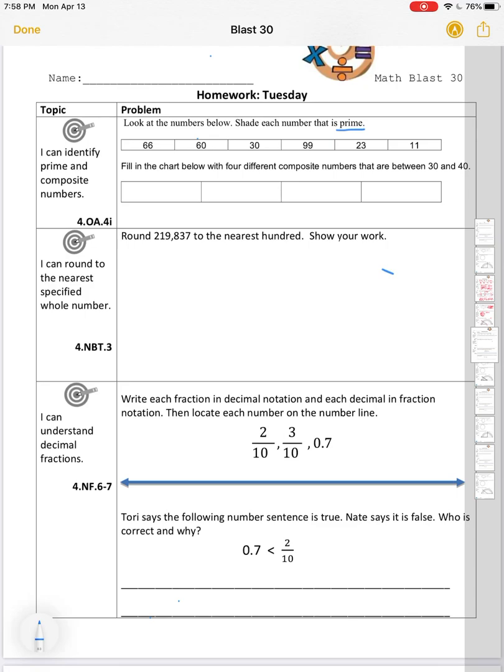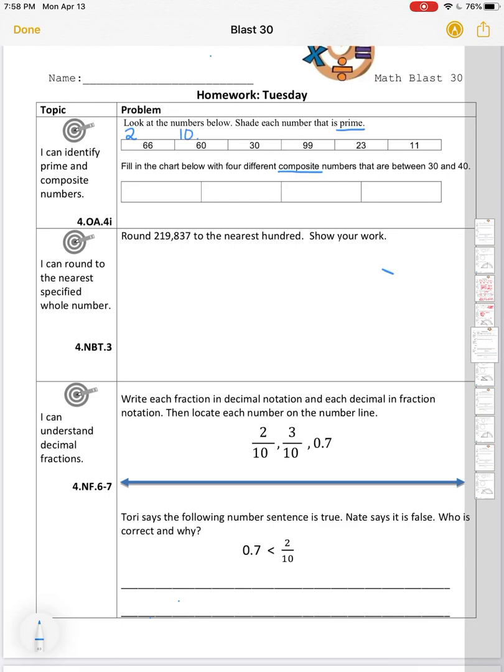So for 66, I know that 1 and 66 are factors. If I can come up with any other factor of that number, then the number would be a composite number. Composite numbers are numbers that have more than two factors. Since 66 is an even number, I know that 2 is also a factor. Therefore, 66 is composite.